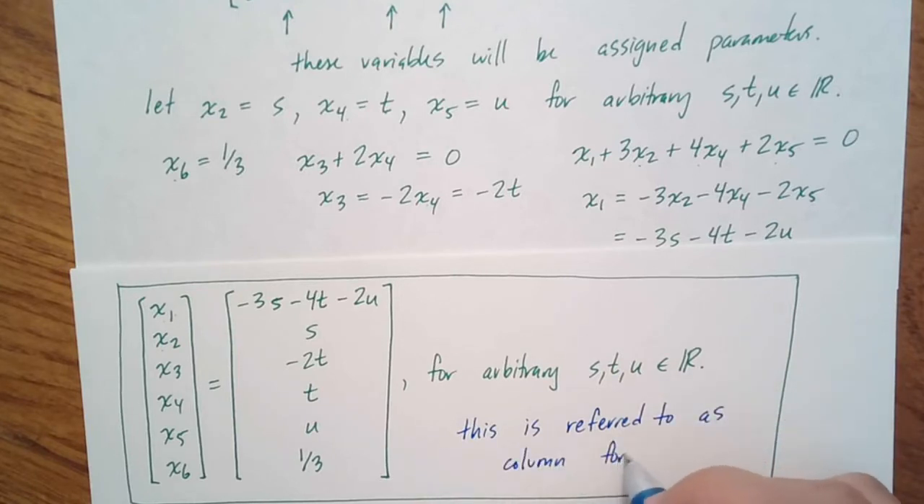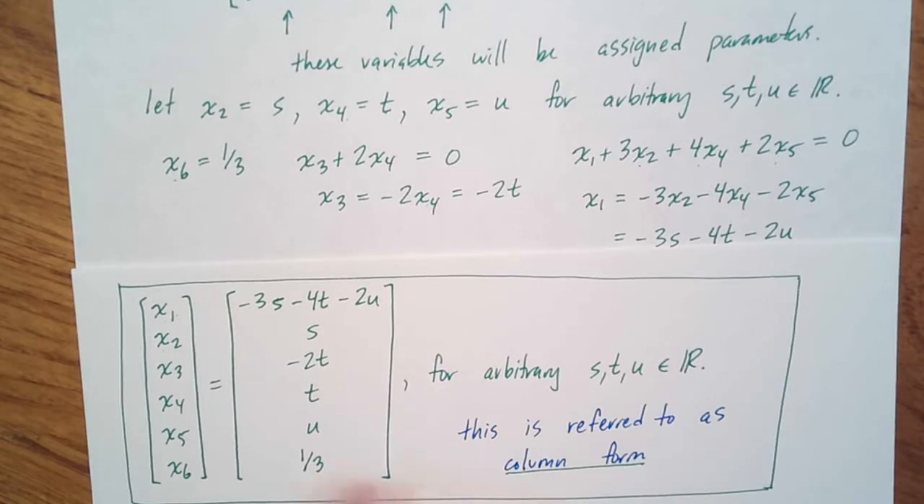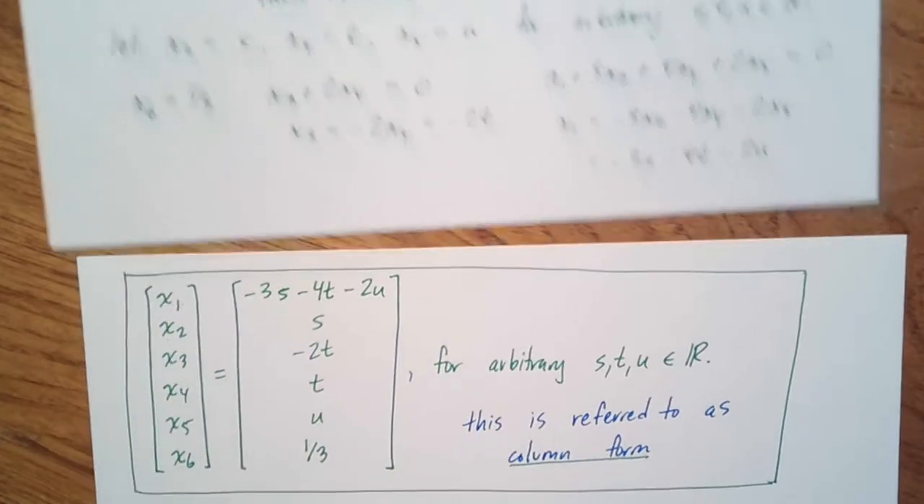There's actually another form you can use as well called row form, which we'll use on the next example, just so we can see all the forms. This refers to the form in which this solution has been expressed, since it has been expressed in columns. That's why it's called column form. Okay, so let's do another example.